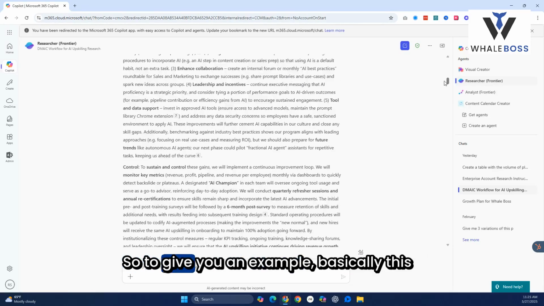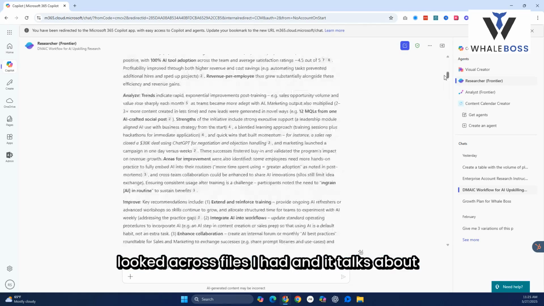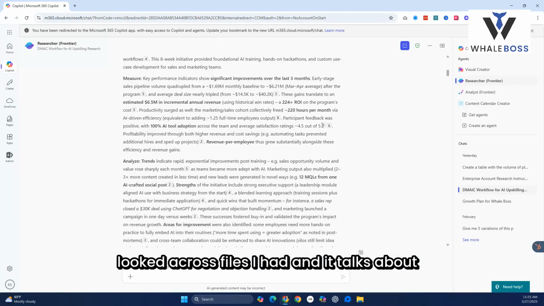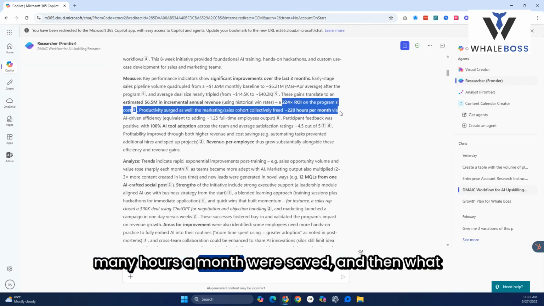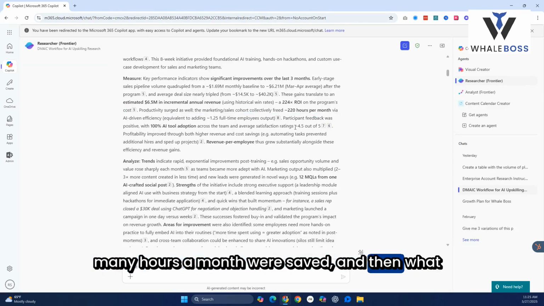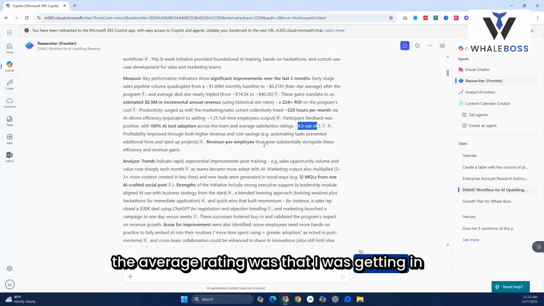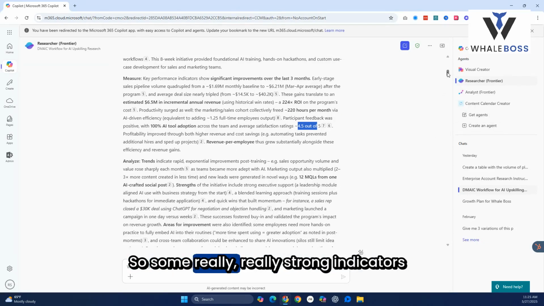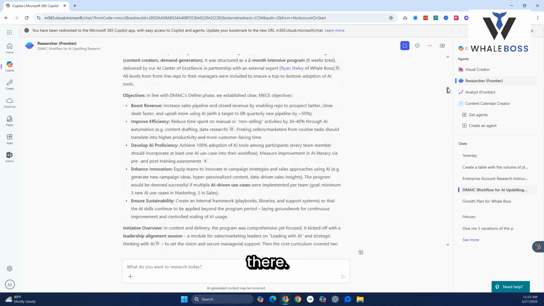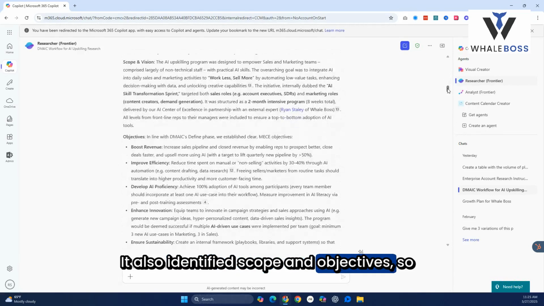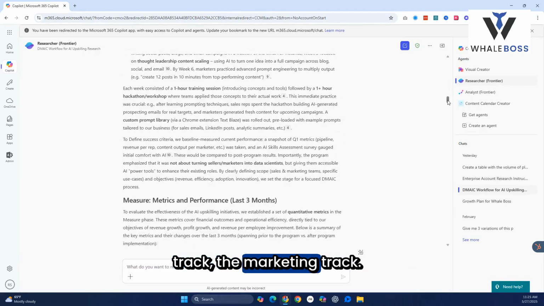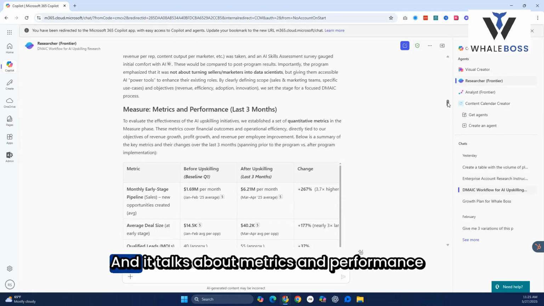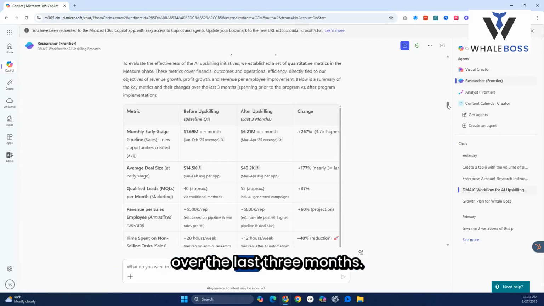So to give you an example, this looked across files I had and it talks about what the ROI in the program was, how many hours a month were saved, and what the average rating was that I was getting in surveys. So some really, really strong indicators there. It also identified scope and objectives, like what the initiatives were, the sales track, the marketing track. And it talks about metrics and performance over the last 3 months.